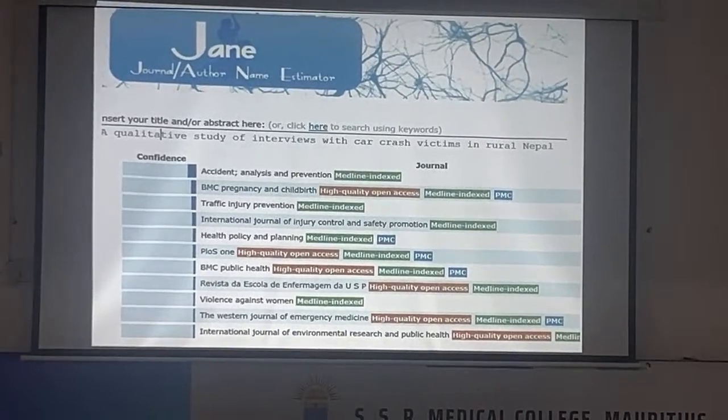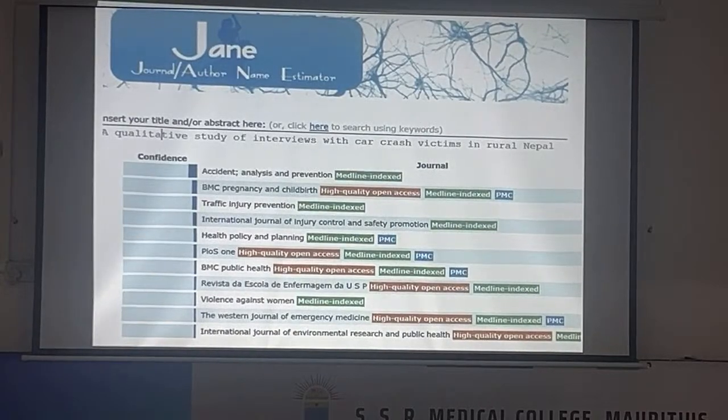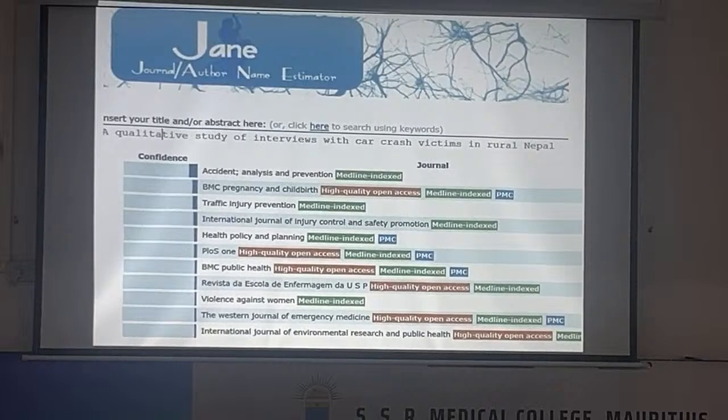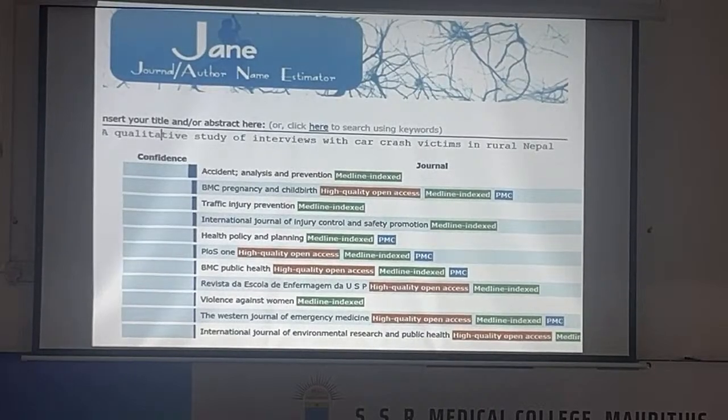The second recommendation is BMC Pregnancy and Childbirth. The third is Traffic Injury Prevention. You can see that the second is there because we put Nepal as a word, and there are so many publications related to that. International Journal of Injury Control, you can see that. The study is about carpets. So it's recommended, but this is not the final decision. You need to check that.